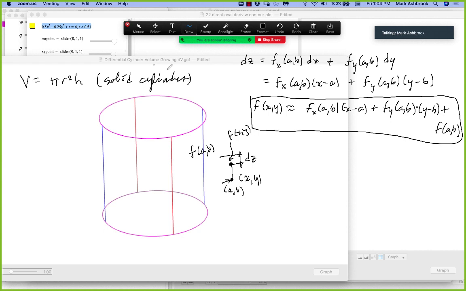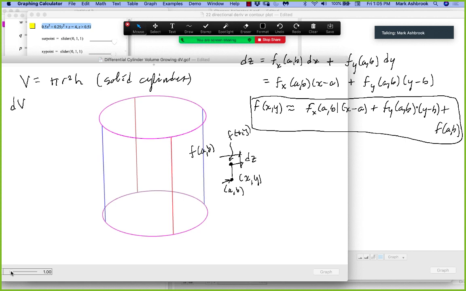If you have the solid cylinder, imagine it's all filled in with metal. It's heavy, right? It's heavy because it's all metal all the way through. What would dV represent? Well, dV would be, if you change the height and radius a little bit, how much new volume would you get? What's the change in volume, right?